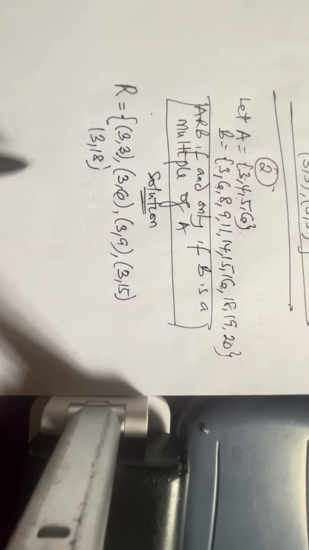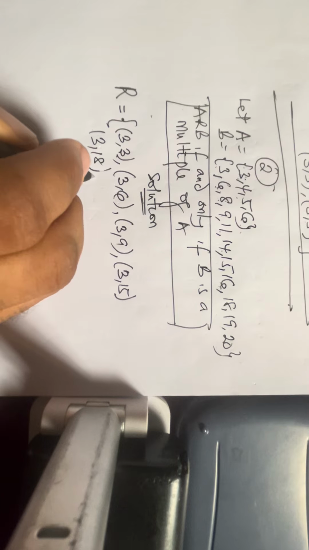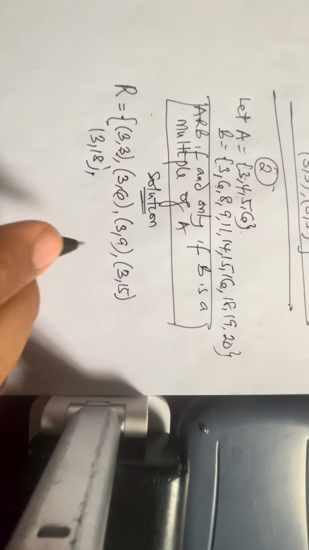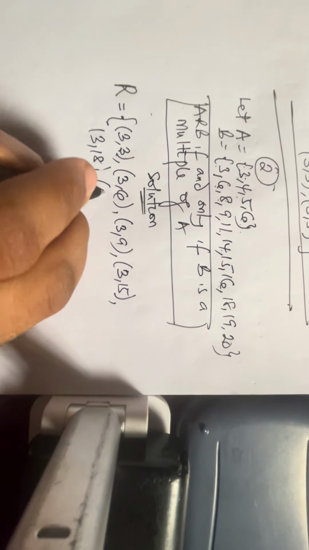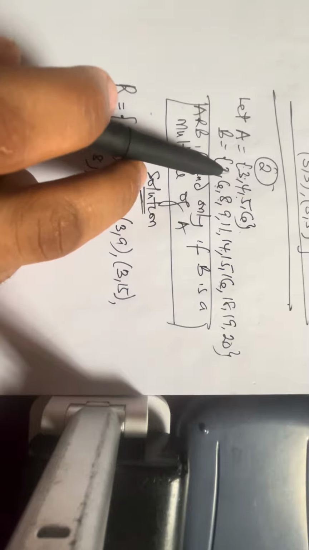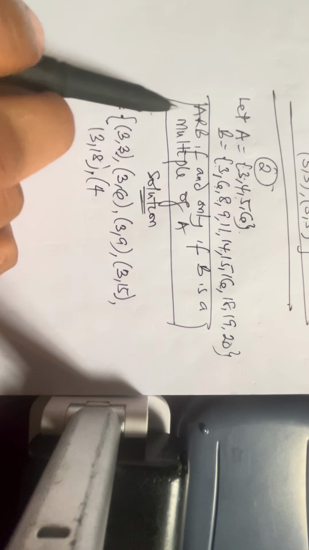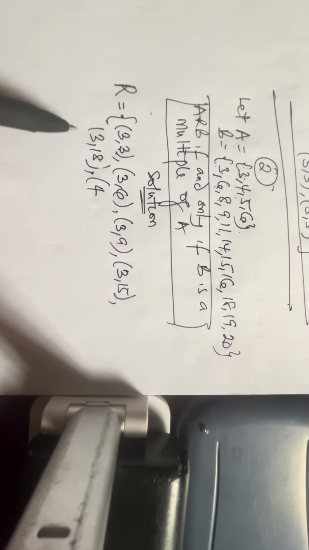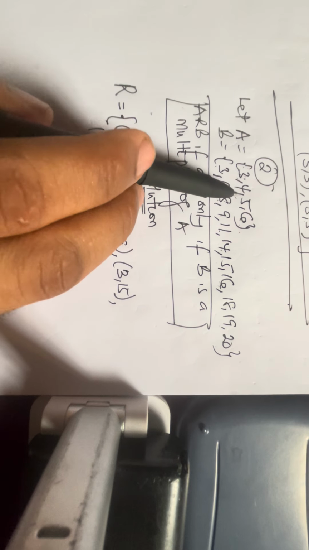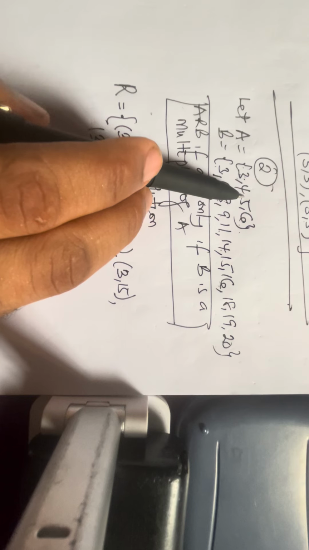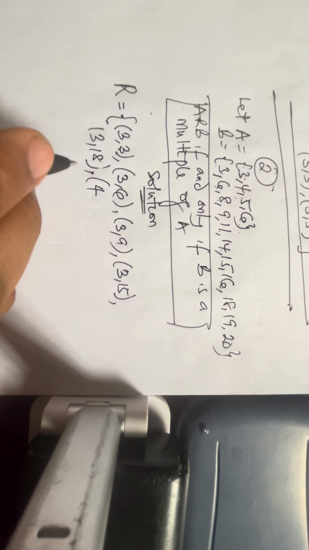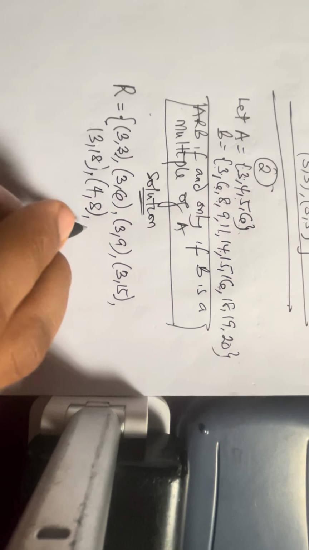Now let's go to 4. We remember we always separate it with a comma, so we now go to 4. Is 3 a multiple of 4? No. Can 6 divide 4 without a remainder? No. Can 8 divide 4 without a remainder? Yes. So 4 comma 8.